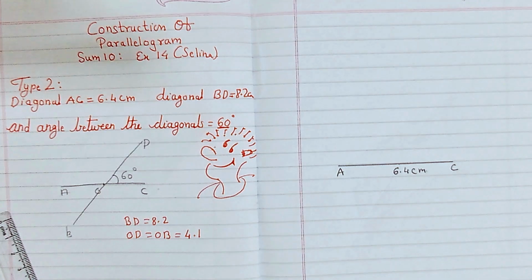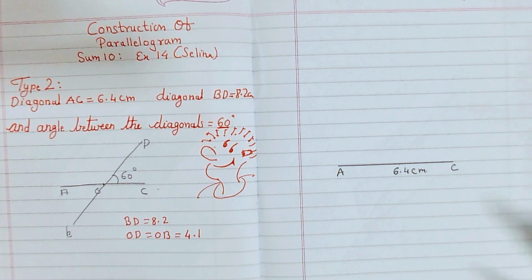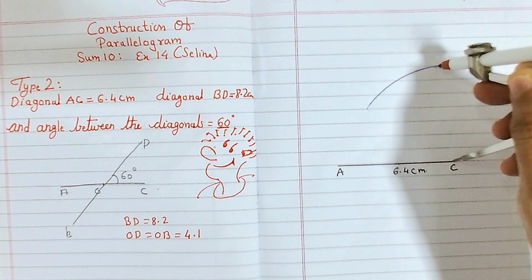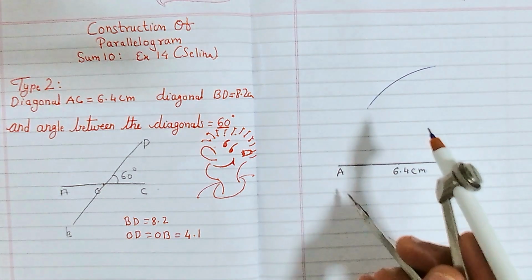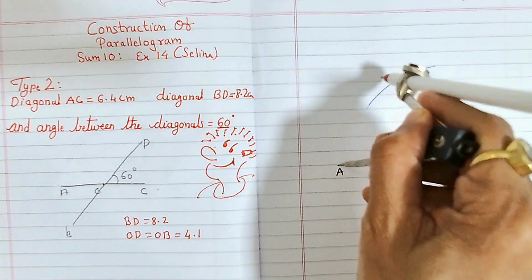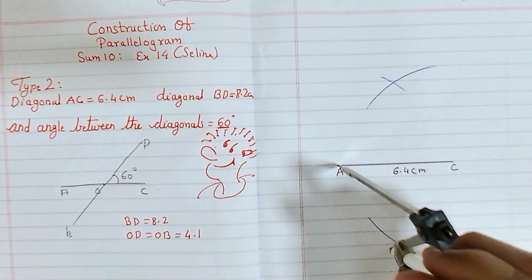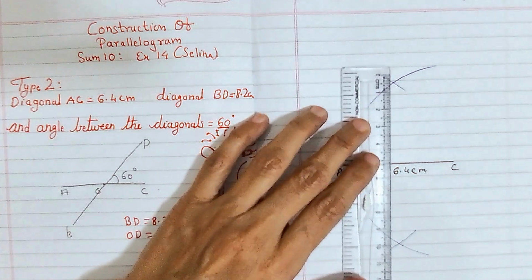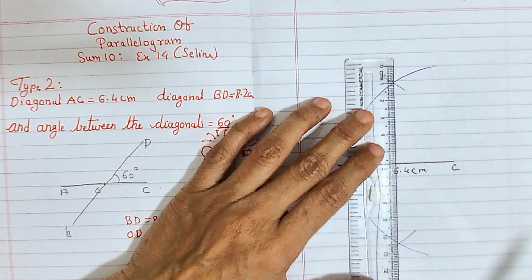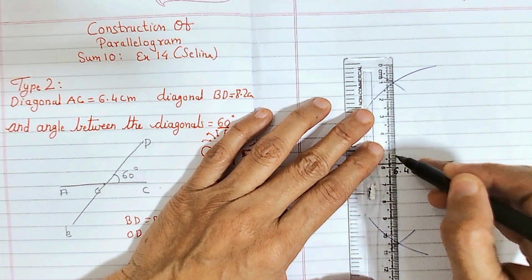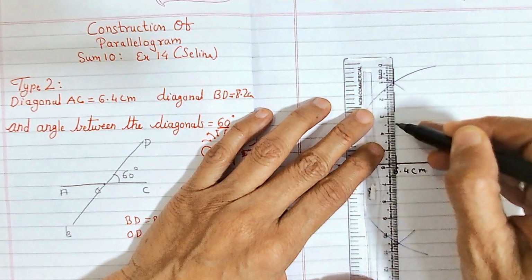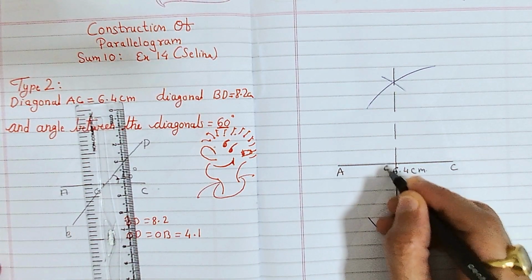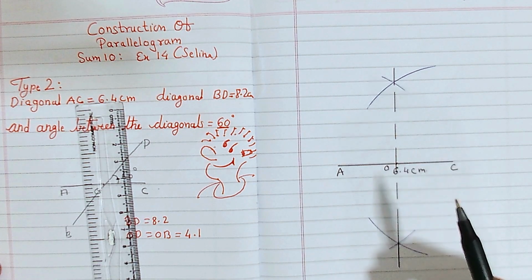To locate the midpoint of AC, we will draw a perpendicular bisector. To draw the perpendicular bisector, take more than half of AC and cut an arc on both sides. Now many students misunderstand this line as a diagonal. Let me make it very clear. It is not a diagonal. It is just to locate the midpoint of line AC. So this is point O, which is the midpoint of AC.